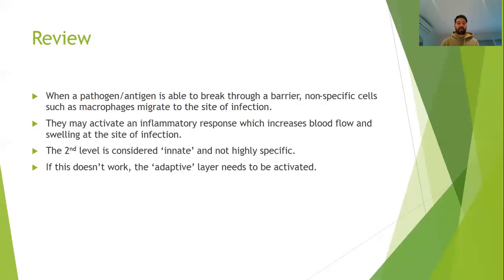So in review, when a pathogen is able to break through a barrier, we have these non-specific cells such as macrophages, dendritic cells, neutrophils, all those ones. They may also induce an inflammatory response, so we're increasing our blood flow and swelling. Again, it's not a very specific system. This is just a generalized innate way of fighting off pathogens. And if this doesn't work, that's when we start to move towards our adaptive system, or our third level.